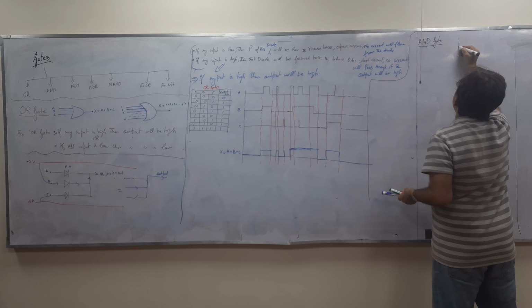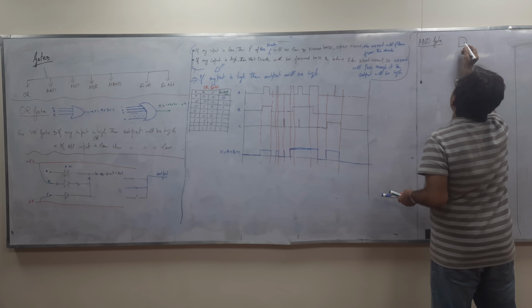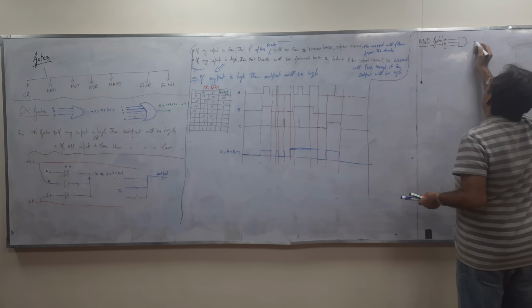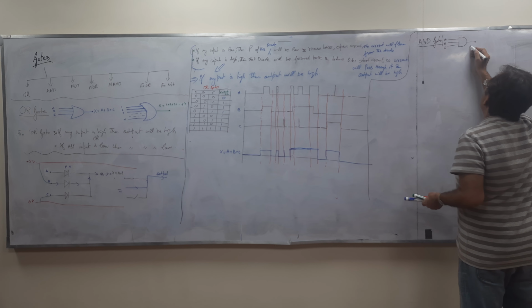The AND gate is denoted by this shape. Okay. And it may have 3 inputs or n inputs, and the output x is represented by A dot B dot C.